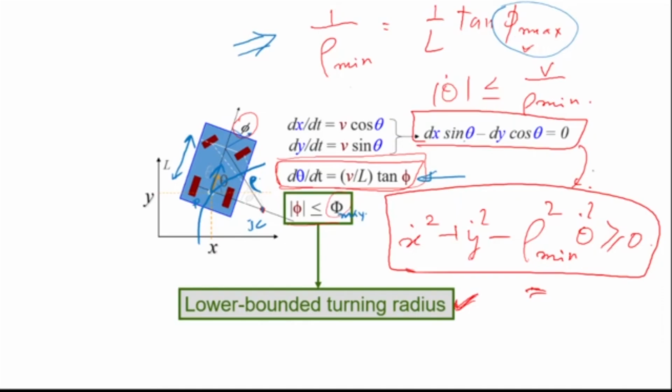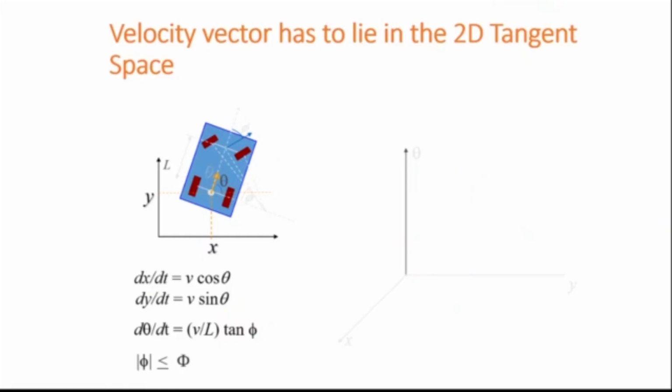From that we get this equation: x dot squared plus y dot squared minus rho min squared times theta dot squared is greater than or equal to 0. This ensures that there is a lower bounded turning radius of the car, and this condition has to be satisfied. Now what does this mean? It means something very interesting. Please look at this very carefully.